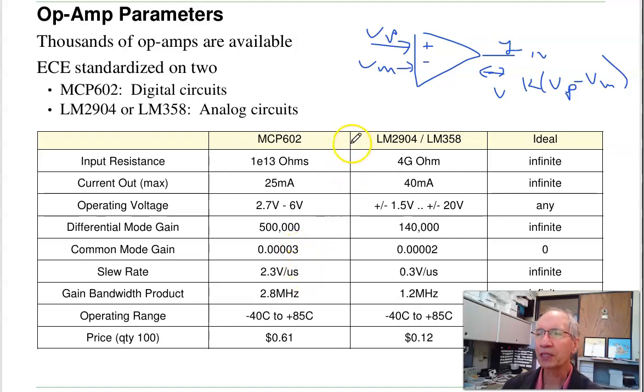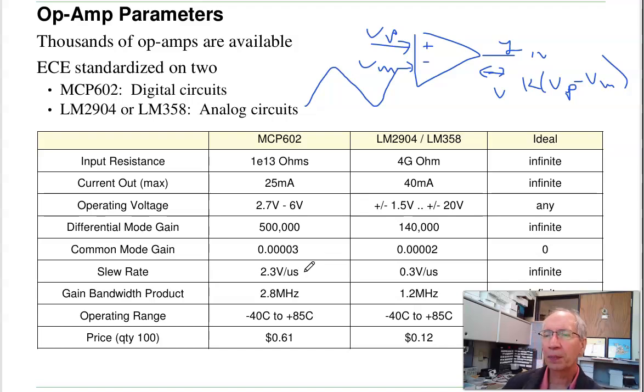The slew rate limit is if you have a sine wave going out that looks like this, that's typically a slew rate limit. The op amps have an upper bandwidth. If I try to make the output change too fast, my sine waves become triangle waves. That's your slew rate. The output can only change by 2.3 volts per microsecond for the 602.